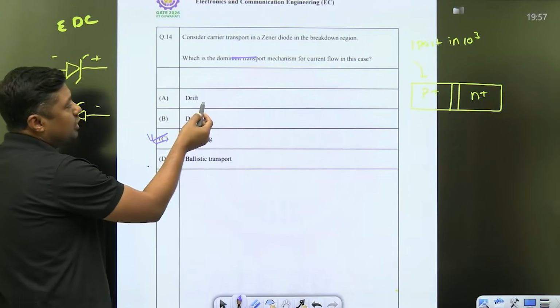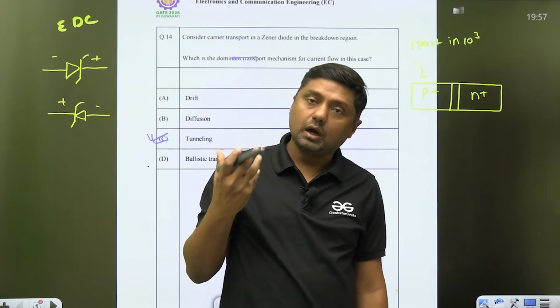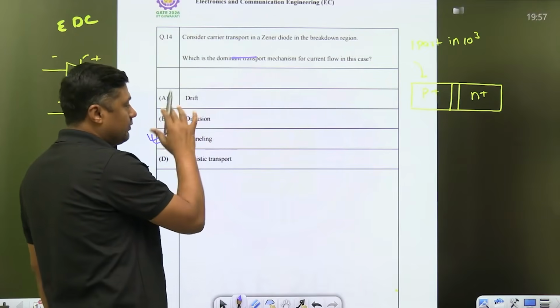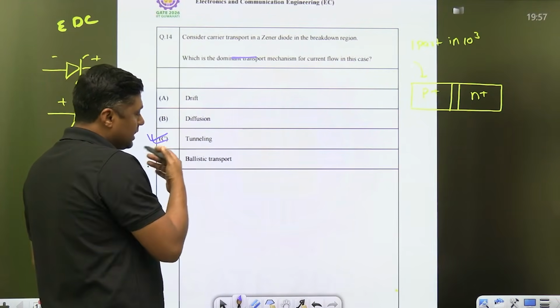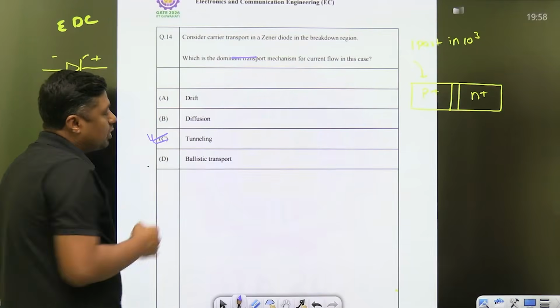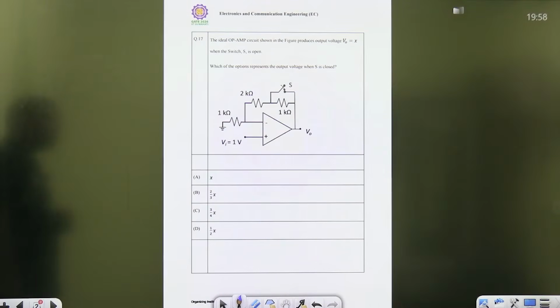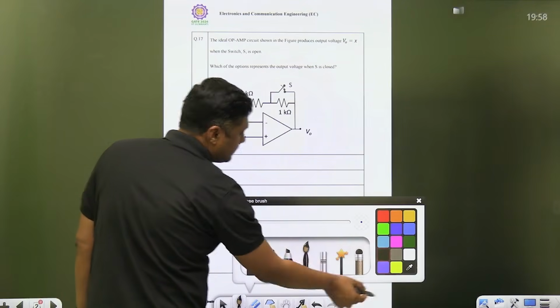Drift, when the diode is what? Reverse bias, no doubt. Reverse saturation current depends upon the drift mechanism. And diffusion means when the diode is forward bias, there will be the current mainly due to what? Diffusion, right? So the answer for this question is tunneling phenomena. Okay, now second one, this is the question from what? Analog. This is the question from analog.